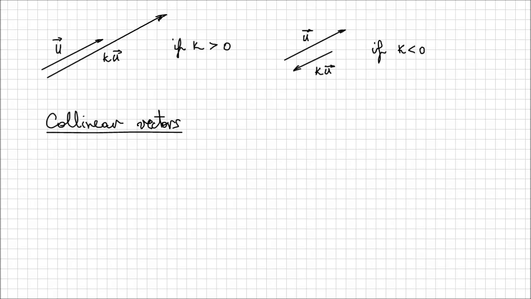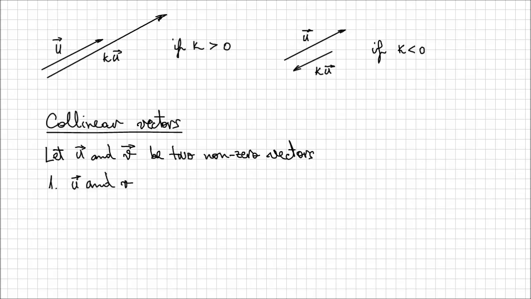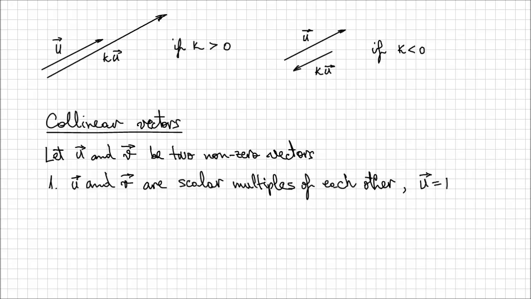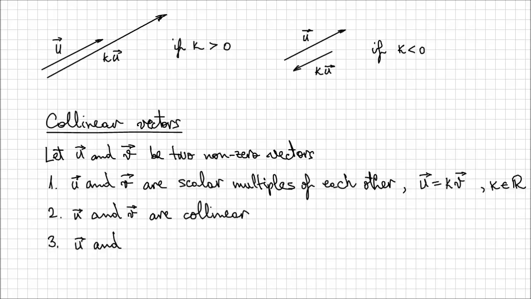We have actually 3 statements here that are equivalent, and you should know them because they help you tremendously. Let's take u and v, two non-zero vectors. Non-zero because for zero vectors we don't really talk about vectors anymore, right? A first statement would be u and v are scalar multiples of each other, or in other words we can say u equals k times v, where k is a real number. Then another statement is that u and v are collinear. Or the last statement we can use is u and v are parallel. So any one of these 3 statements is equivalent to the others.